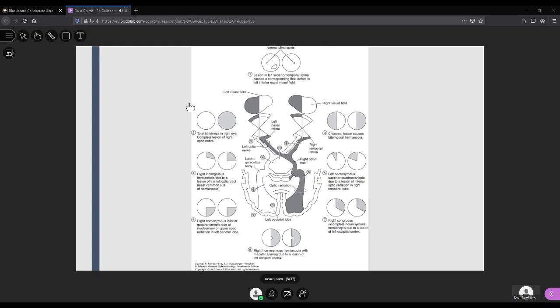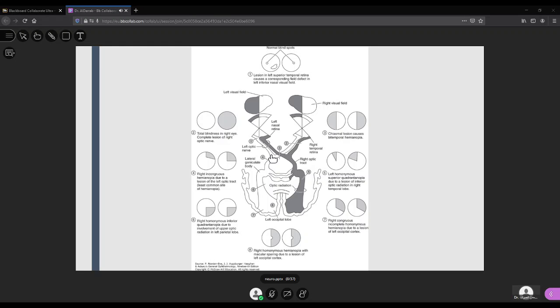Number two, total blindness in the right eye, complete lesion of the optic nerve. So optic nerve damage, for example resection of the optic nerve or total damage of the optic nerve, will cause complete blindness of the same eye or the same field. Right, left. So right optic nerve complete damage will cause right field damage.